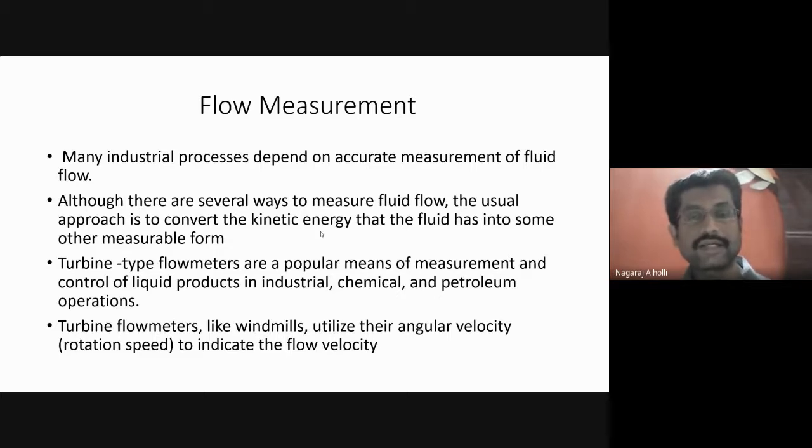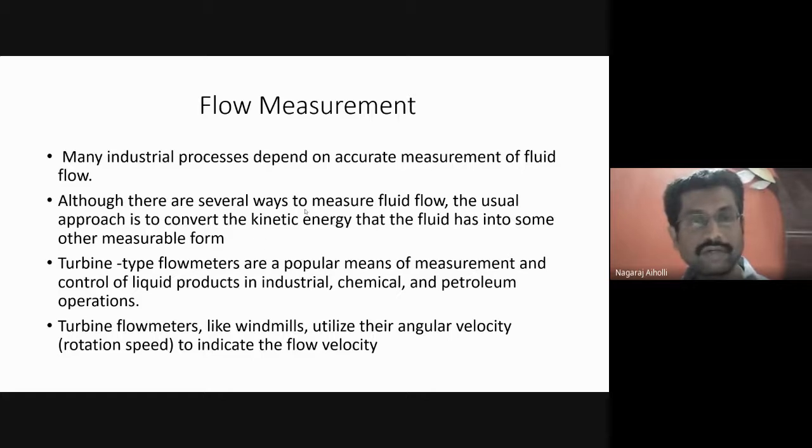Here, the kinetic energy is converted into some other form of electrical energy, because we are discussing the flow. Flow is in motion, in movement. It is kinetic energy. Kinetic energy will be converted into some other type of energy.